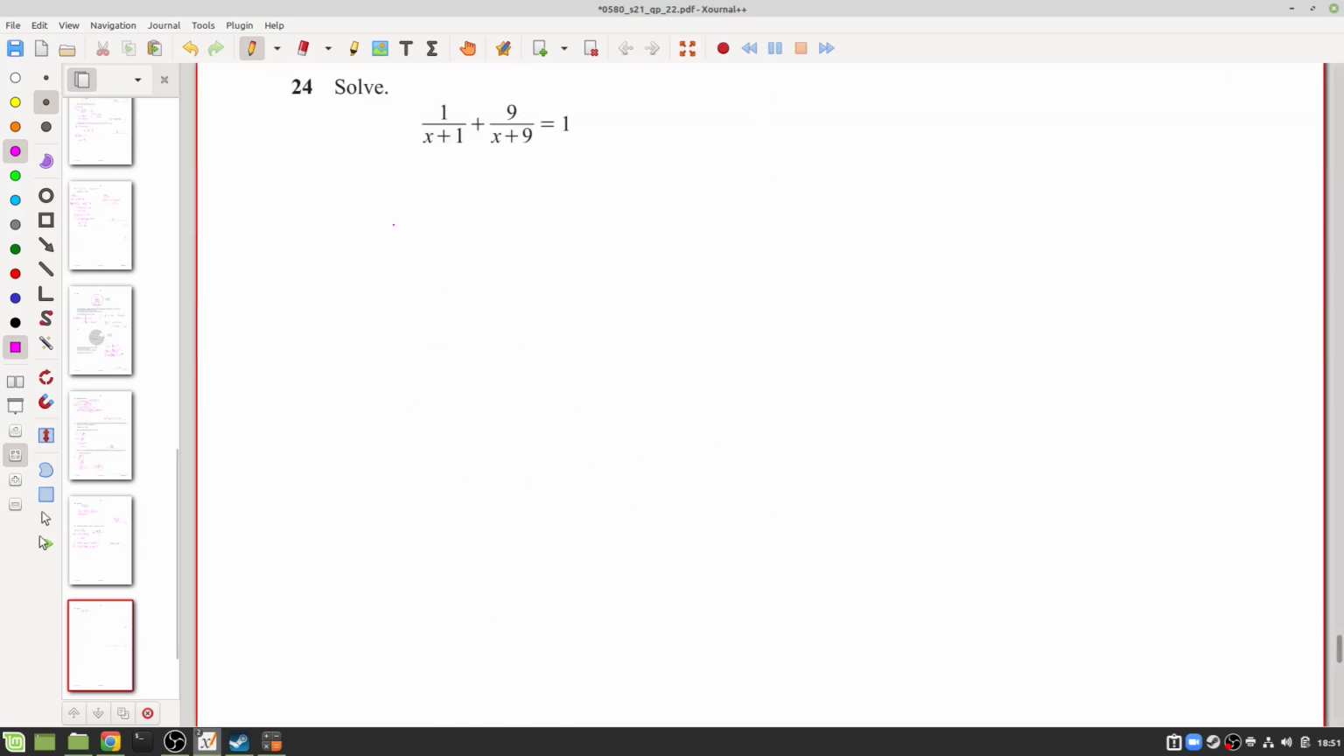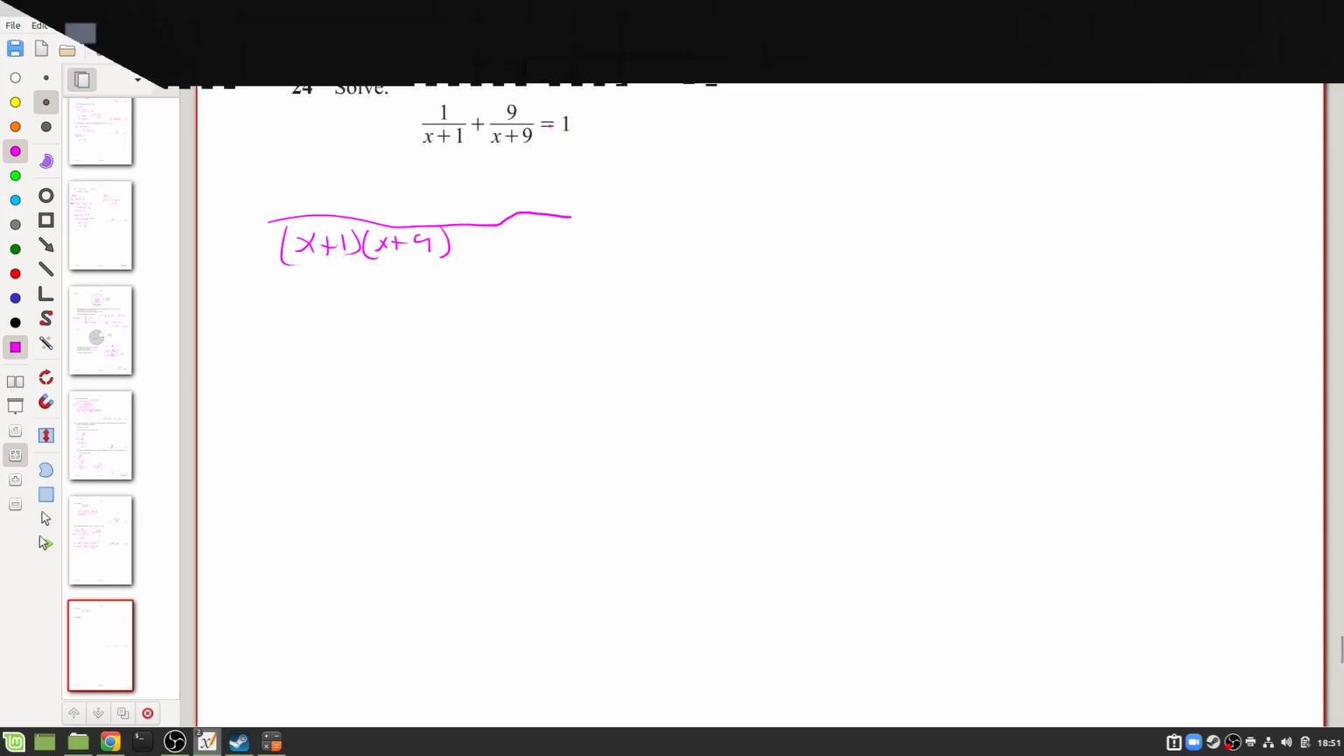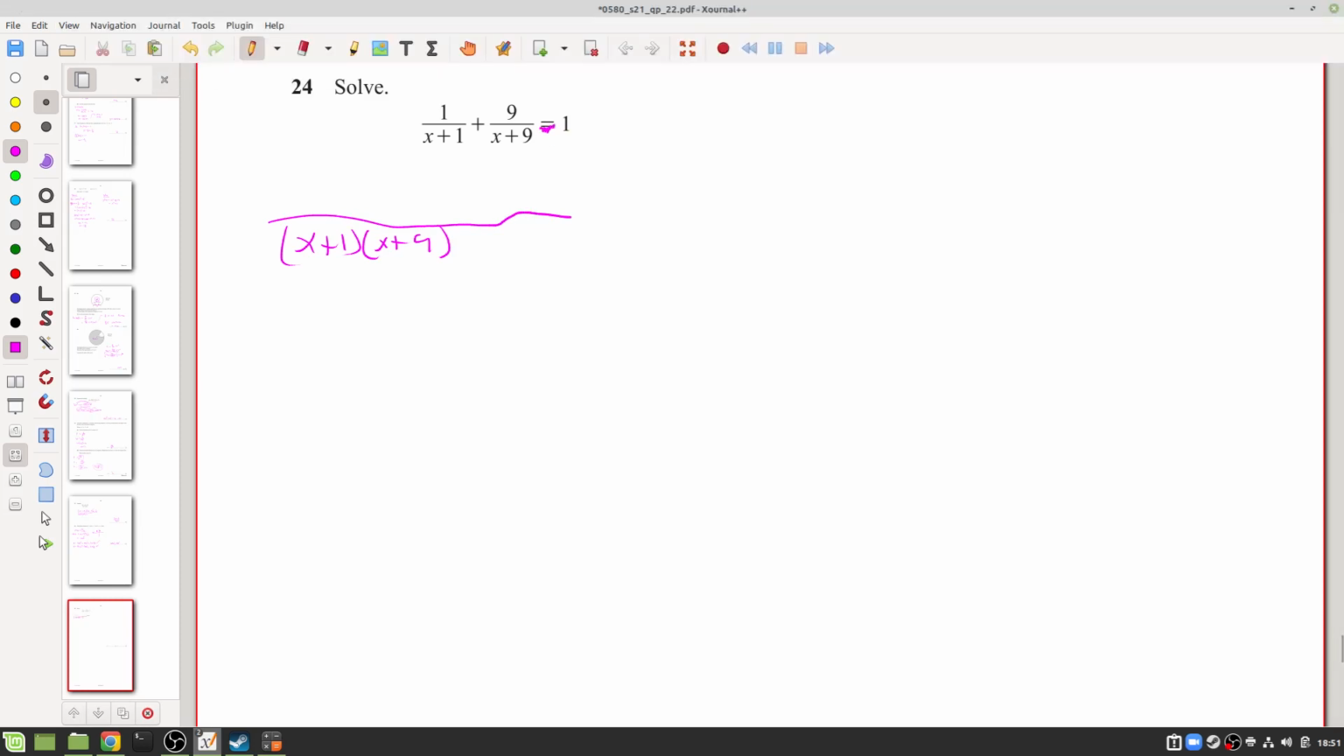Okay, solve. So we want to get a common denominator. Let's first factorize everywhere we can. There's nowhere where we can factorize. So then we just find a common denominator, which is going to be x plus 1 and x plus 9. And I'm also going to take the 1 over, so scratch that out, equals 0. So I just took the 1 over to become negative 1.